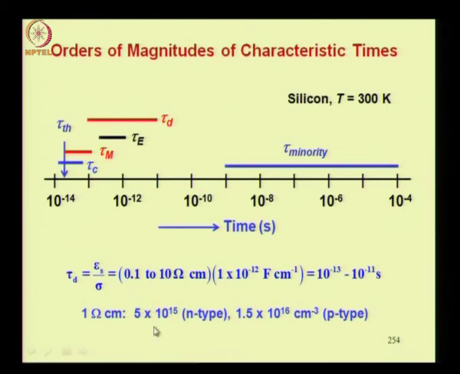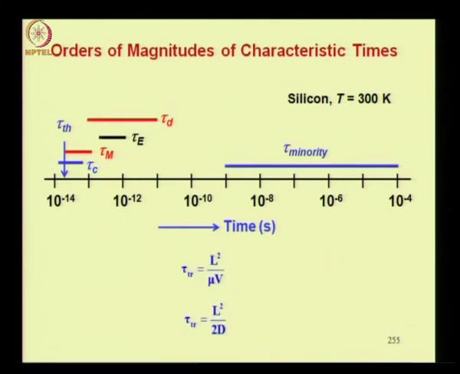Just to give you a feel in terms of the doping level, 1 ohm centimeter of silicon has a doping of 5 × 10 power 15 phosphorus atoms, if it is n type, and if it is p type doping boron, then the number of atoms is 1.5 × 10 power 16. So 1 ohm centimeter lies between 0.1 and 10. So from here you can figure out what would be the doping levels corresponding to these extremes.